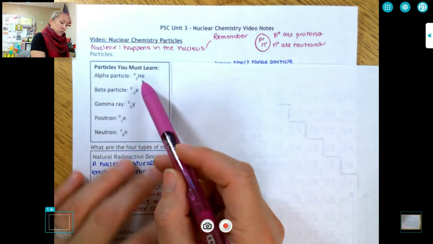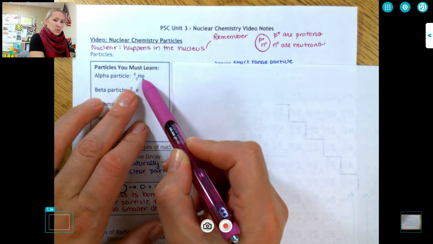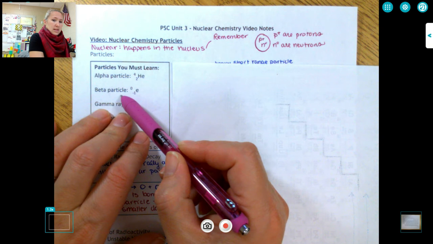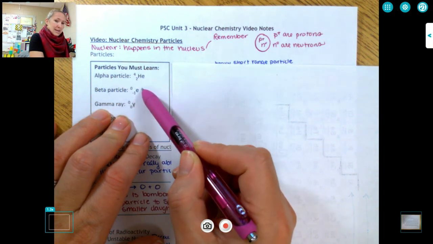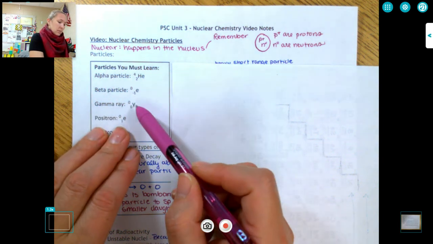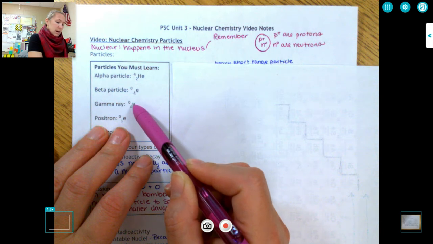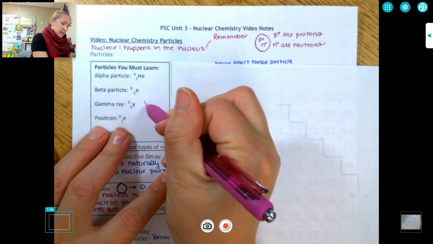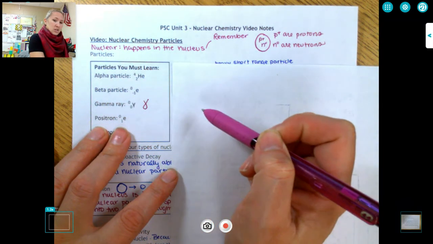The first one is an alpha particle. It's a 4/2 He. So really it's a helium atom. And we call that an alpha particle. Then we have a beta particle, which is 0, -1 e, because a beta particle is really like an electron. We have something called a gamma ray, and it looks like a Y. It's a gamma symbol. Somebody could also draw it like that. And that's 0, 0, just energy.